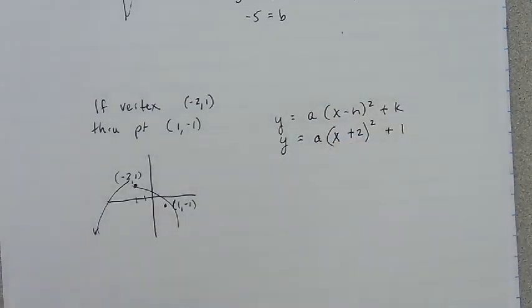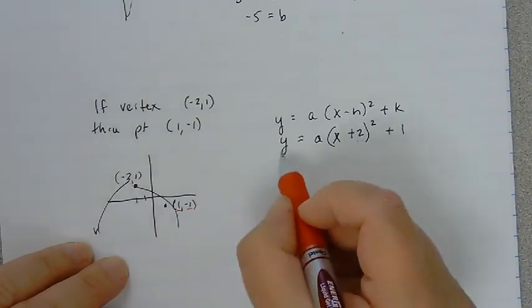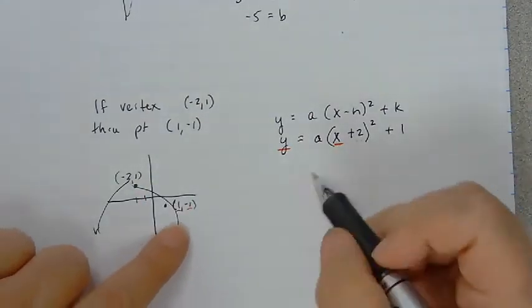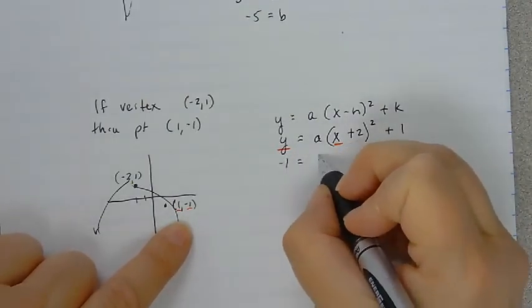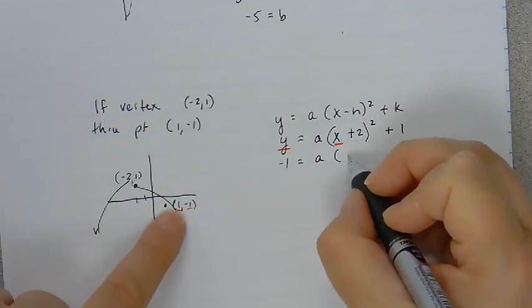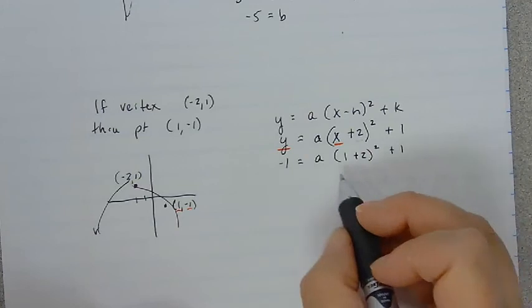The other thing I know is a point that it goes through. I know an x and a y value, so I'm going to put a number for y and a number for x. So the y value is -1. I don't know the a value. I don't know how wide this opens. I know the x value is 1. And now I can just work out the rest here.